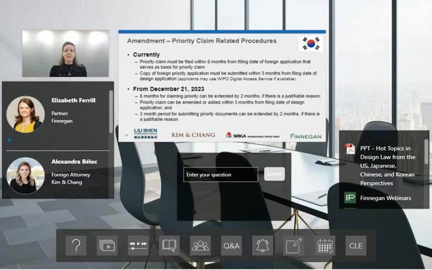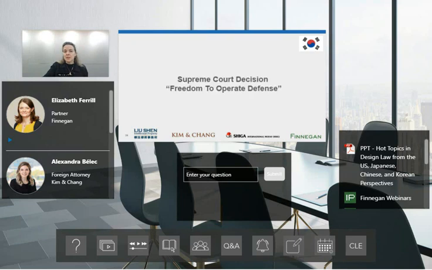And lastly, the amendment provides that the priority claim can be amended or added within the 3 months from the filing date of the design application. So typically this could be used if you want to add maybe some classes that you hadn't added initially in your priority claim request. So this is it for the amendment to the Design Protection Act.